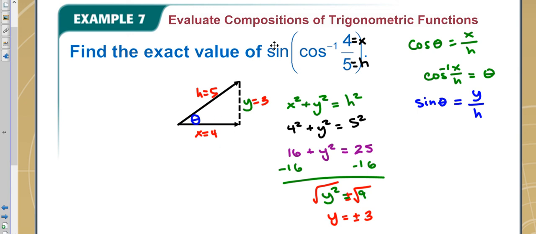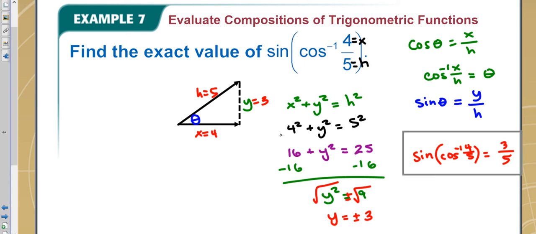So my answer here would be that sine of cosine inverse of 4/5 equals the y over h, which is 3 over 5. Technically speaking, it should be plus or minus, but we usually do the first occurring. So the positive would occur just as quick as the negative if it went this way. So you take the positive 3. And so that would be our answer, 3/5.